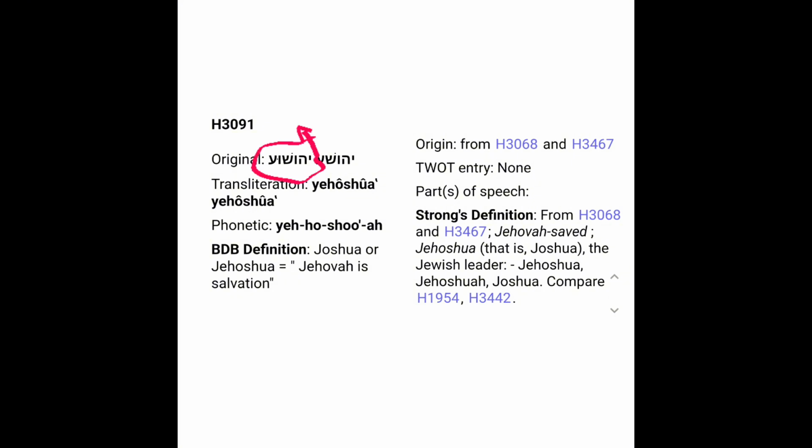If we look at the Old Testament word for Joshua, we see Yod He Vav Shin Vav Ayin, which gives us the two words H3068, which is Jehovah, and H3467, which is Shua. So we get the meaning of Jehoshua is Jehovah saved, and that becomes our English word, Joshua.